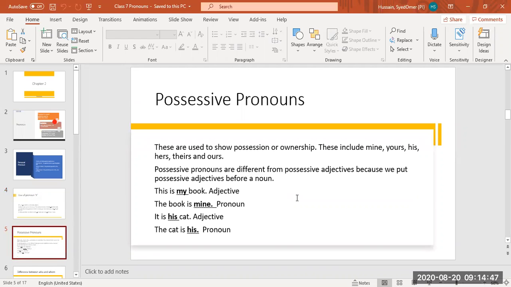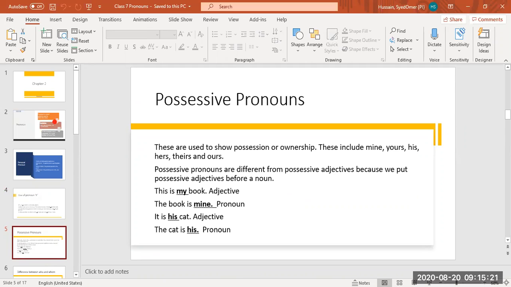Now, students, possessive pronouns. Possessive pronouns show possession or ownership. Okay? Like my, his, hers, yours, theirs. Okay? These are all possessive pronouns. As possessive adjectives show ownership or possession, similarly possessive pronouns also show ownership or possession of something.